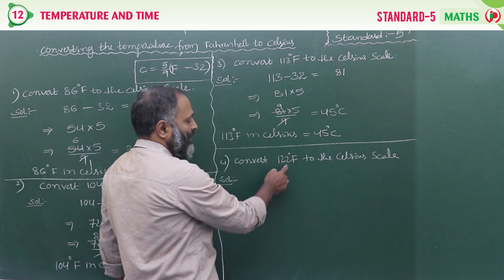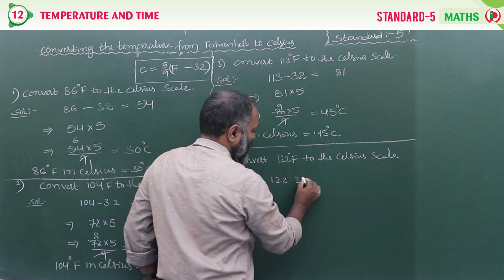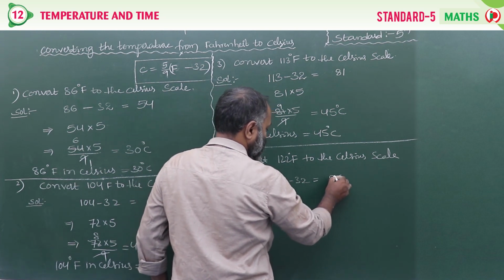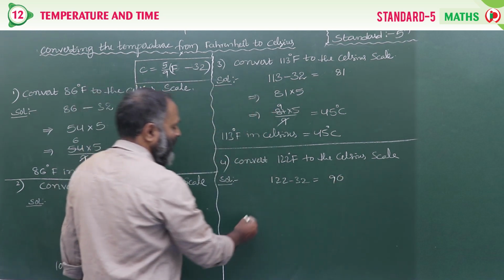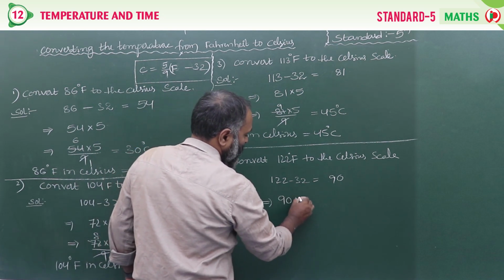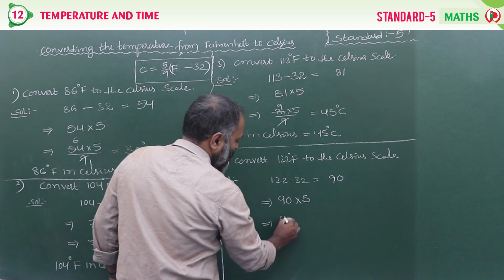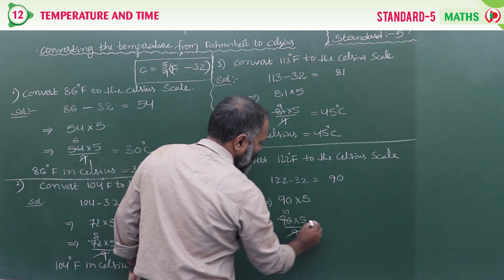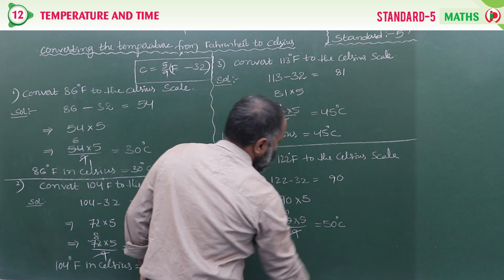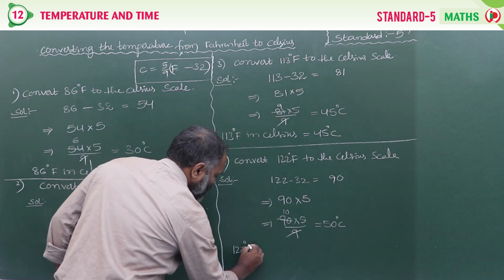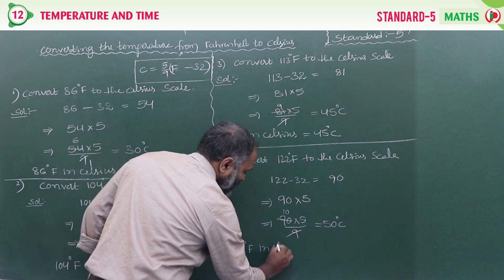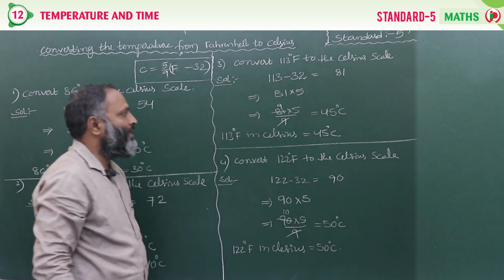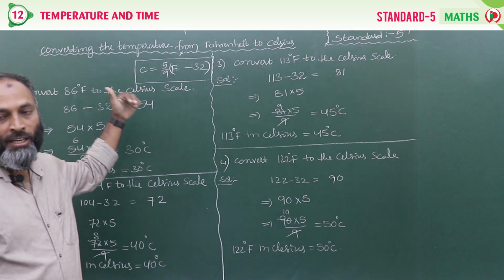Now the next, 122 degrees Fahrenheit. From this we subtract 32. 2 minus 2 is 0, 12 minus 3 is 9. So 90 multiplied by 5, and this product is divided by 9. 9 tens are 90, 5 tens are 50. 50 degrees Celsius. It means 122 degrees Fahrenheit in Celsius is 50 degrees Celsius.